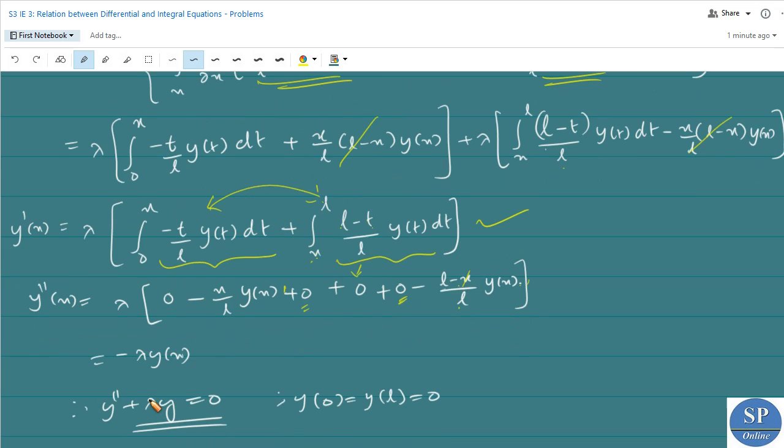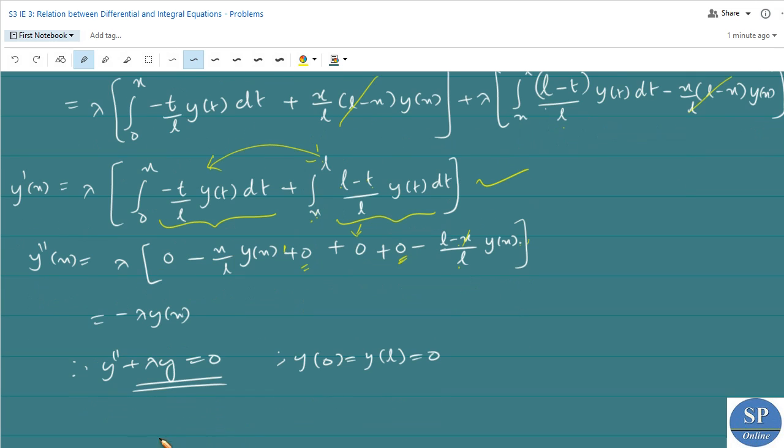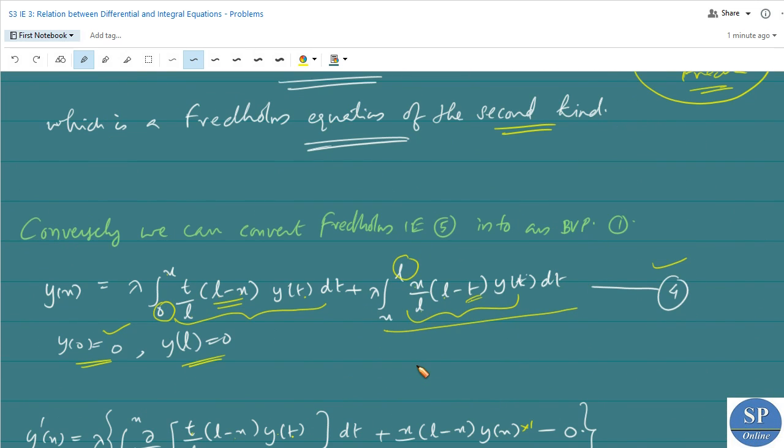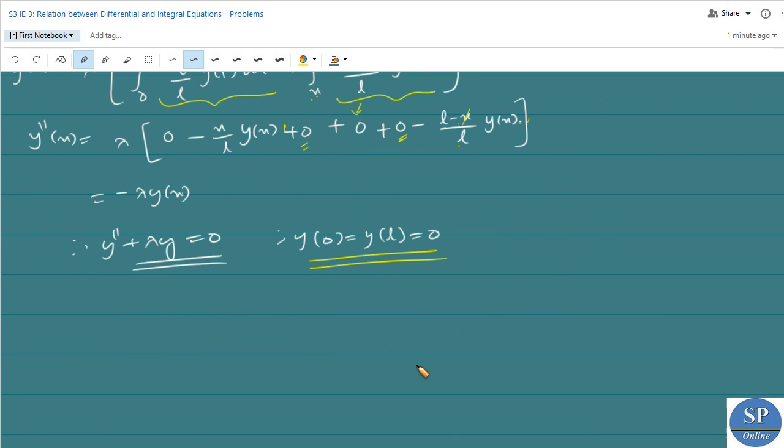So this is the required integro-differential equation, which is y'' + λy = 0 with the boundary conditions y(0) = y(L) = 0. So here we converted the Fredholm integral equation into the corresponding boundary value problem.